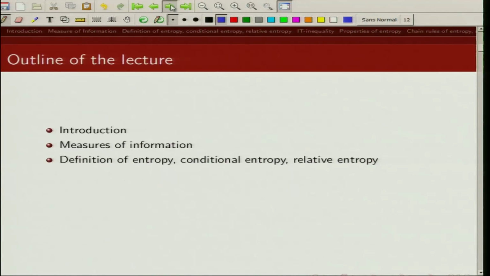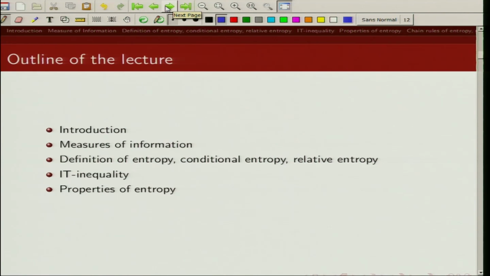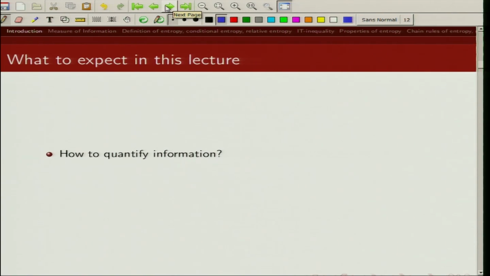We will define entropy, conditional entropy, joint entropy, relative entropy, and we will prove some properties of them. We will also talk about what is known as IT inequality. It's an inequality which is used to prove a lot of results. We will prove IT inequality, and then we will talk about some properties of entropy such as chain rule, and we will define mutual information.